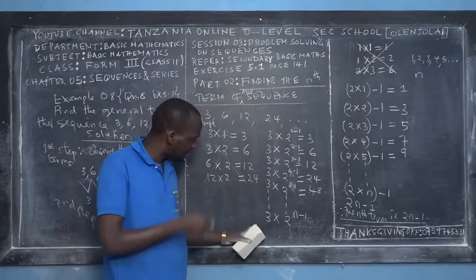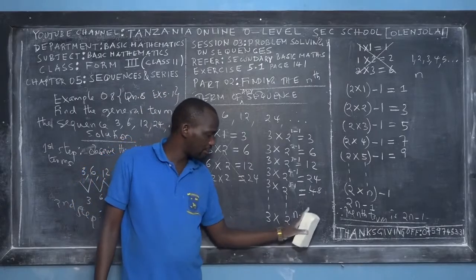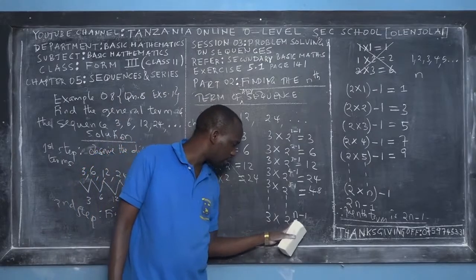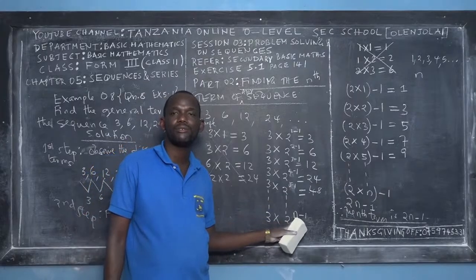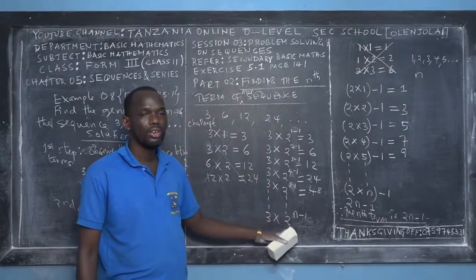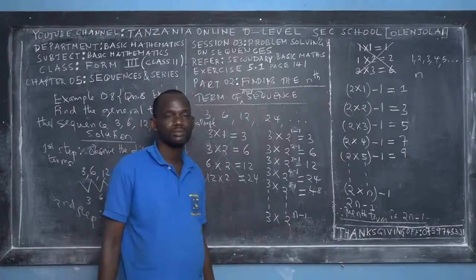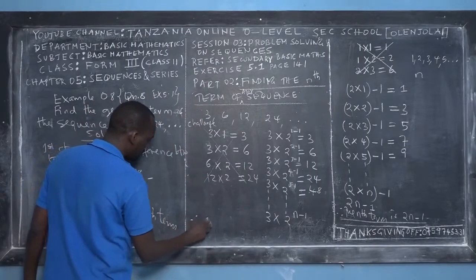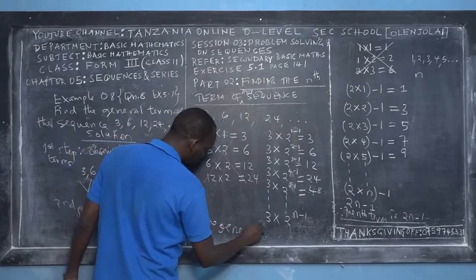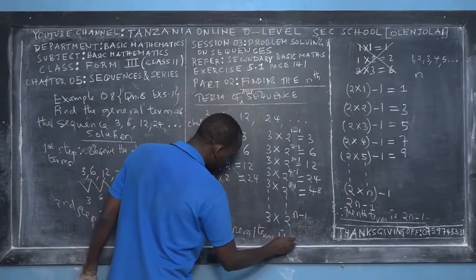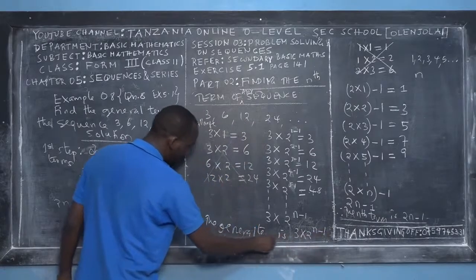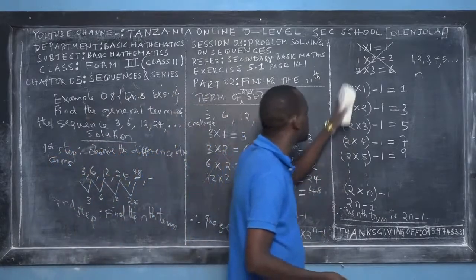So the nth term now is 3 times 2 power n minus 1. Why is the nth term like that? Because if you substitute n equal to 5 for the fifth term, 5 minus 1 is 4, and 2 power 4 is equal to 16, times 3 is 48. So the general term now is 3 times 2 power n minus 1. If you understood, please tell me in the comment section. Remember that you have to think outside the box.